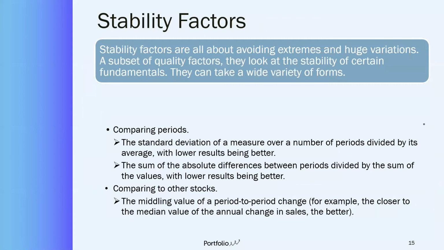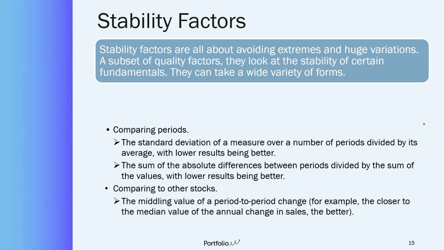Stability factors. These are all about avoiding extremes and huge variations. They're a subset of quality factors, and they look at the stability of certain fundamentals, and they can take a wide variety of forms. Comparing periods, for example, you can look at the standard deviation of a measure over a number of periods divided by its average, with lower results being better. For example, you could take the standard deviation of quarterly sales divided by the average of quarterly sales over the last 5 years. That's a really good factor to use.